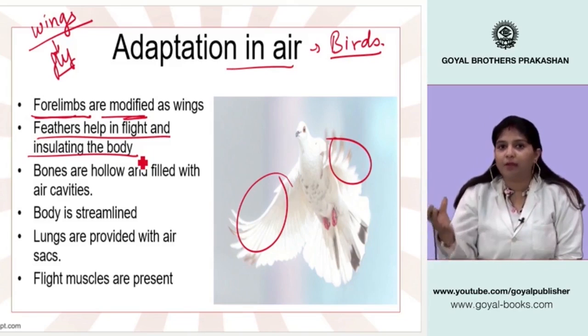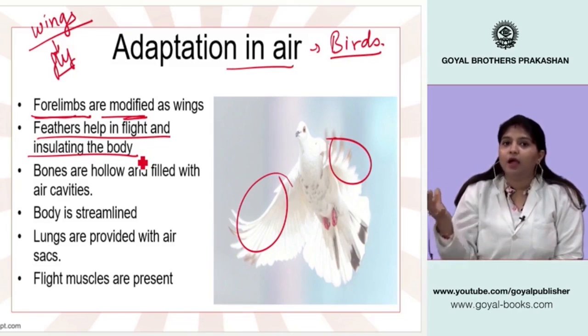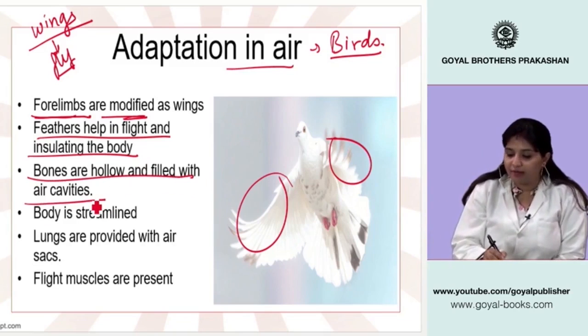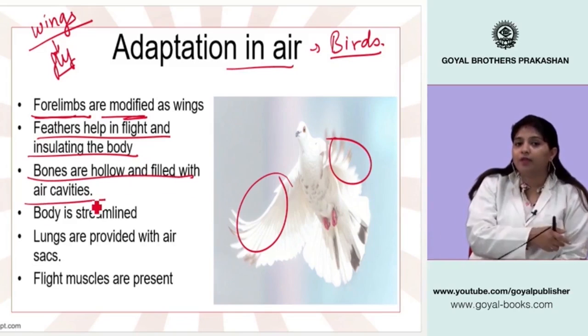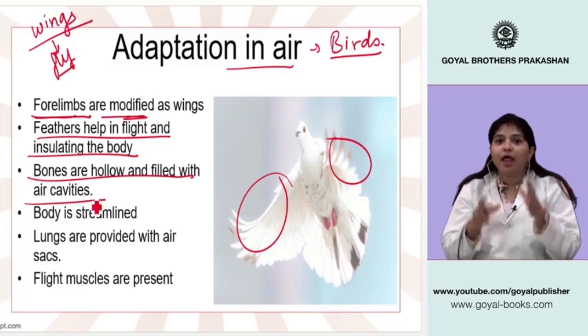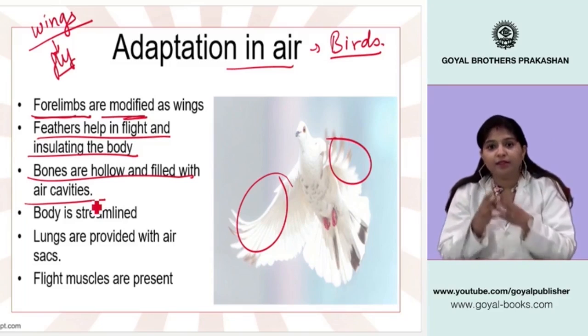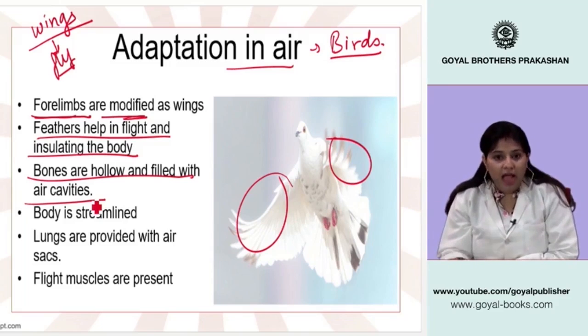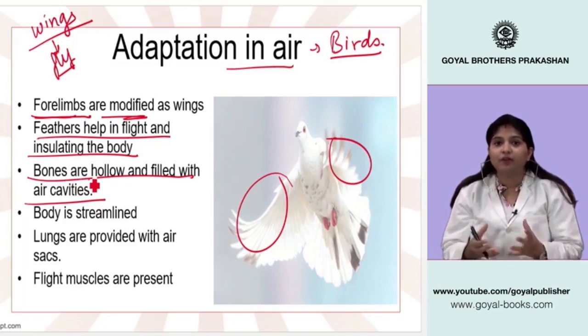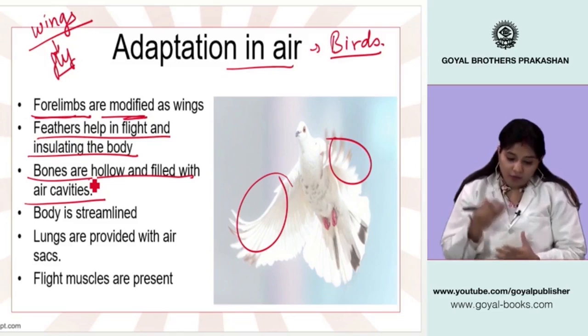Apart from that, to help in the flight of a bird, the bones are hollow and filled with air cavities. Again, if you remember, in the case of fishes, we saw there was a swim bladder which was filled with air, and that kept the fish buoyant. In the same way, the birds have bones which are hollow, which makes them light. The birds are usually lighter. And what else?